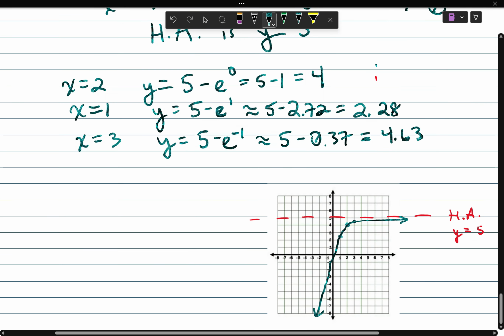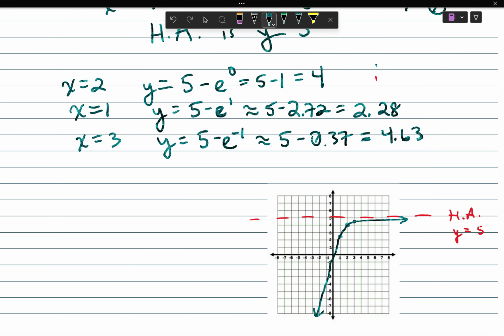If our function looks something like this, after plotting those points and understanding the different transformations that occurred, and also looking at the asymptote, which I have in red as y equal to 5, where it goes very close to but never quite crosses, this would be the sketch of our function.